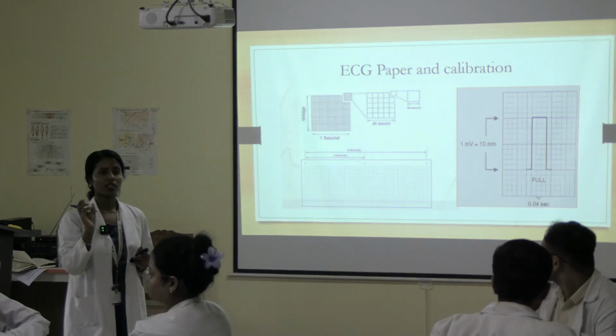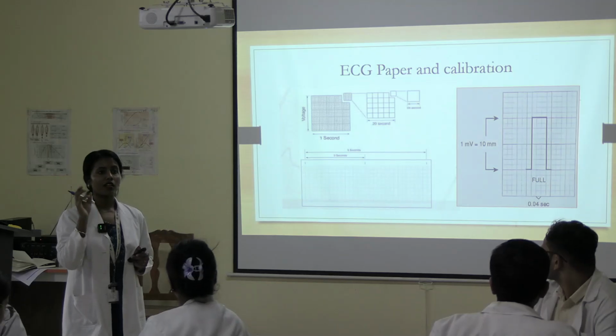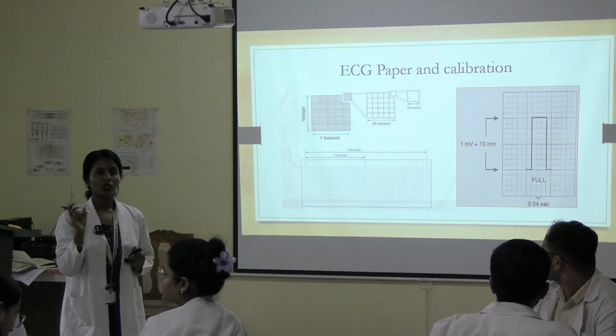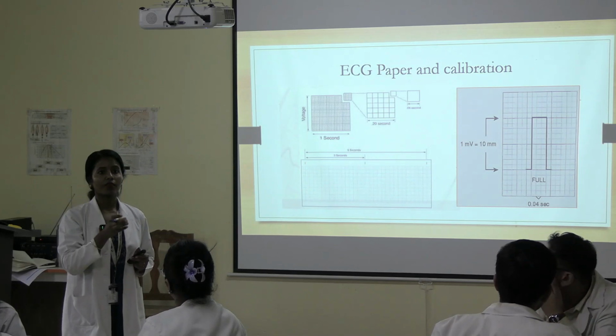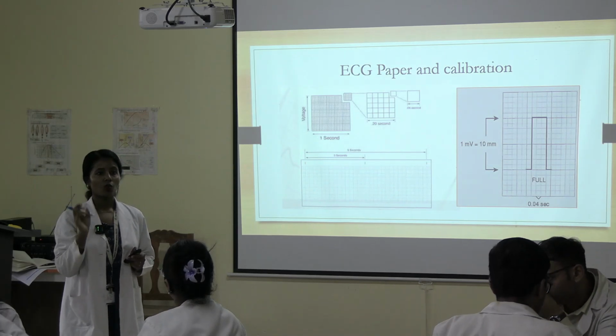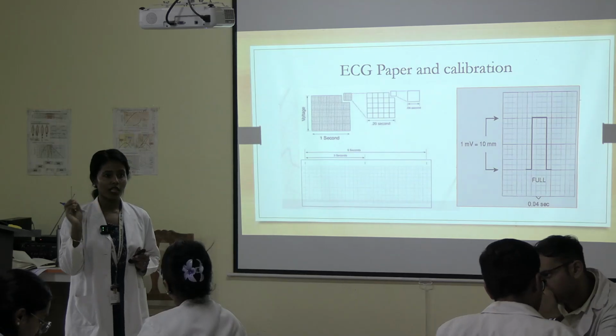Or one of the small boxes, it is 0.04 second. Since the speed of the paper is how much? 25. So if you divide it by 60, it will give you the speed for one small box, the time. So that is 0.04 second.